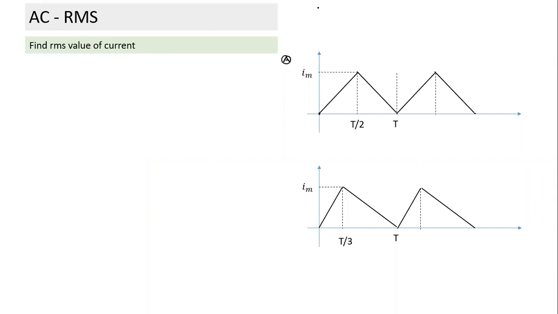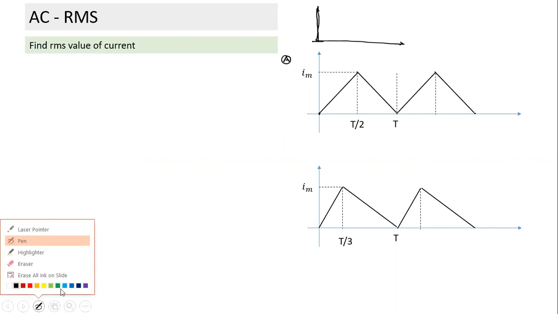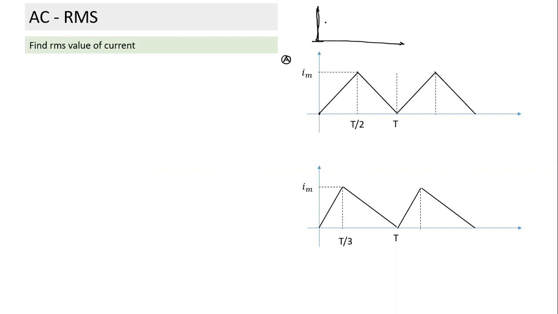Okay, I'll ask another question now. Suppose a current is like this. Rather than varying like this, the current is something like this. From 0 to t by 2, the value is A, and between t by 2 to t, the value is B. What will be the RMS value in this case?